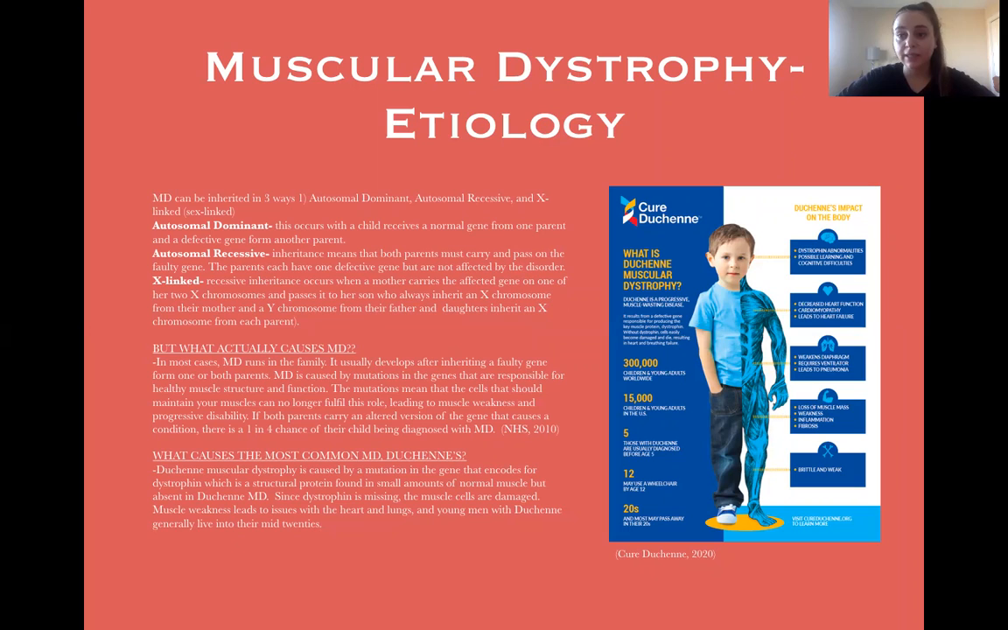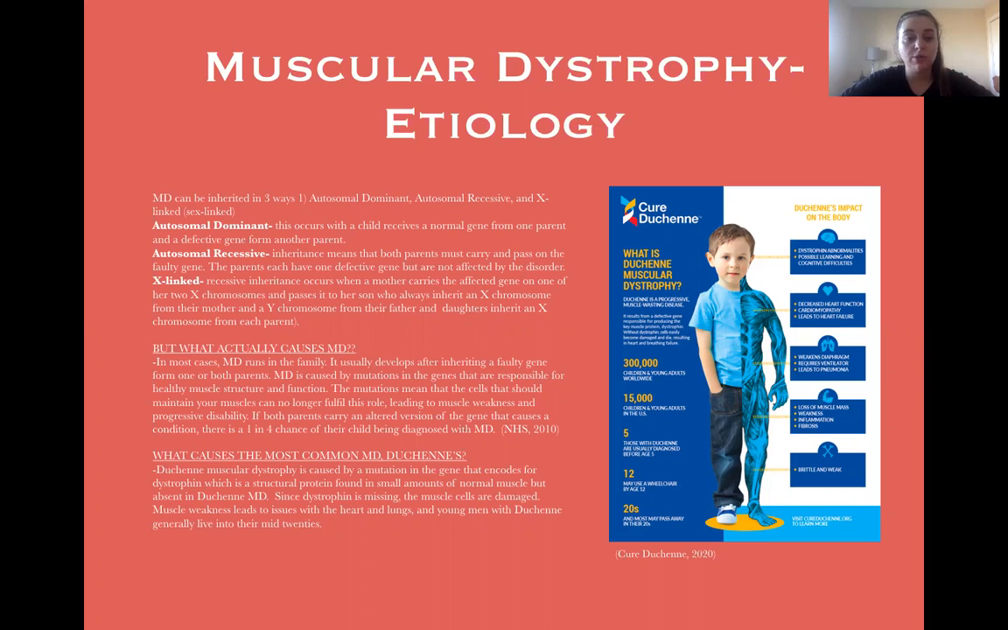And then lastly, X-linked recessive inheritance occurs when a mother carries the affected gene on one of her two X chromosomes, and it is passed down to a son, who inherits the X chromosome from his mother and the Y chromosome from his father. Daughters inherit an X chromosome from each parent. So if you think back to Bio 30, that's how it works.